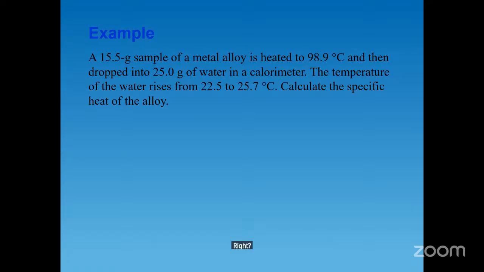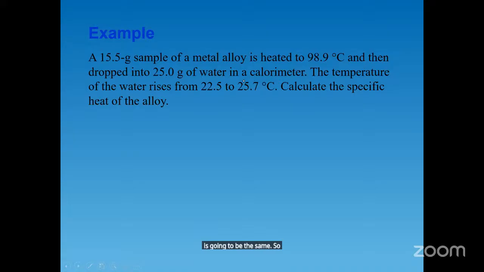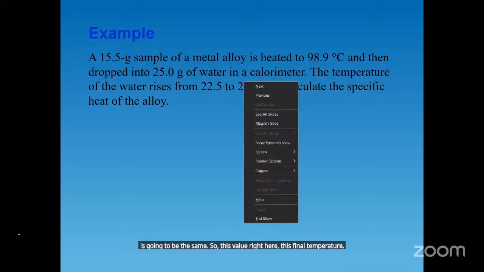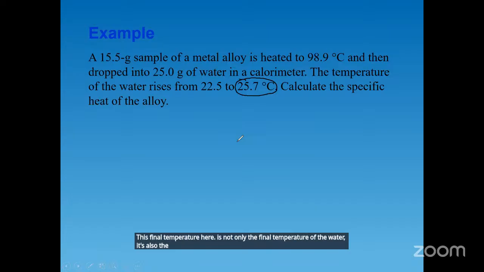And therefore, that flow of heat will continue until both the metal and the water will be at the same temperature, right? So in other words, whatever the final temperature of the water is, the final temperature of the metal is going to be the same. So this final temperature here is not only the final temperature of the water, it's also the final temperature of the metal, right? Okay, so how do we solve this problem?